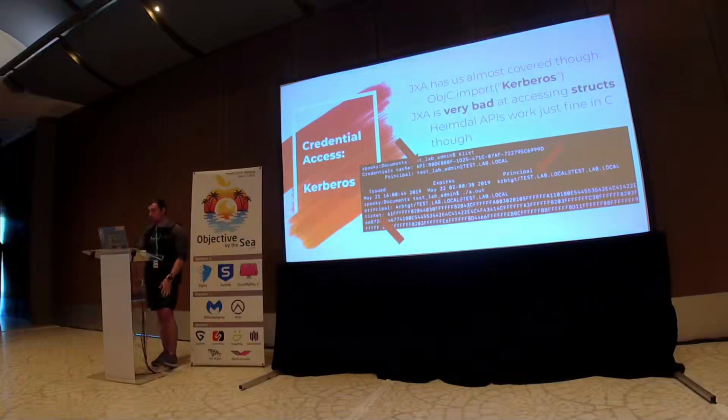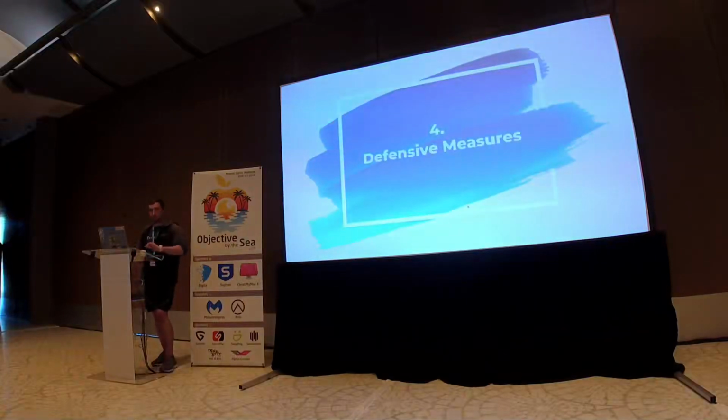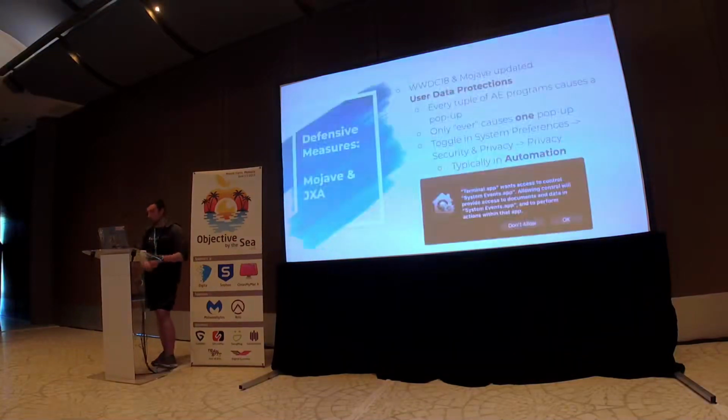Pretty easy and useful. So now the last thing I'll talk about, since I'm pretty close on time, is looking at the defensive measures that Apple has put into play to help prevent some of this. This was already talked about a couple of times today. With Mojave, it goes through for every tuple that you're trying to access. So for every initiator and receiver program, there has to be a new prompt for whether you consent or deny this. The annoying thing here, though, is that you'll only ever get the prompt once.